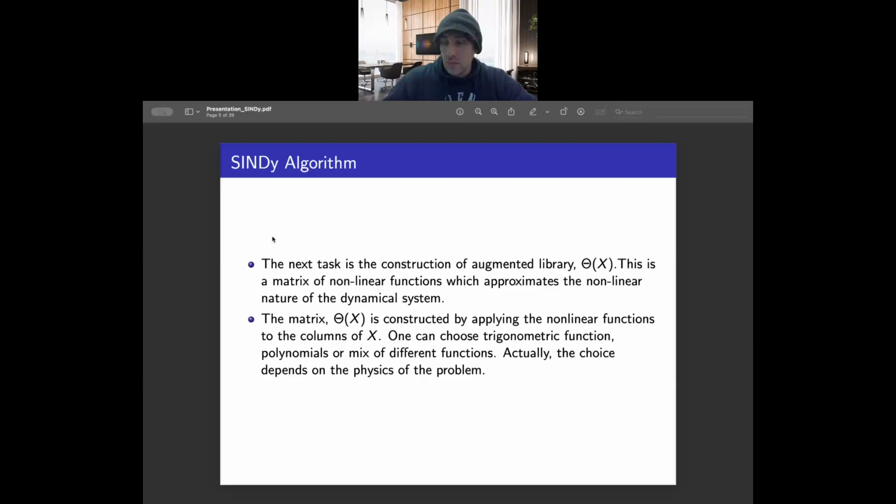The thing here is that this theta x is what captures the nonlinearity of our dynamical system. So once we have this data x and x dot, in this augmented library we use these nonlinear functions. The nonlinear functions can be anything, varying from trigonometric functions, polynomial functions, or a mix of different functions. And as I was saying, our project is where we have constructed these libraries, what I call the Kirchhoff library, that we were proposing to construct.